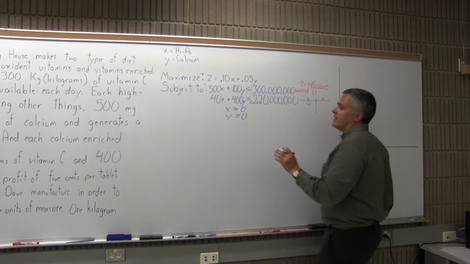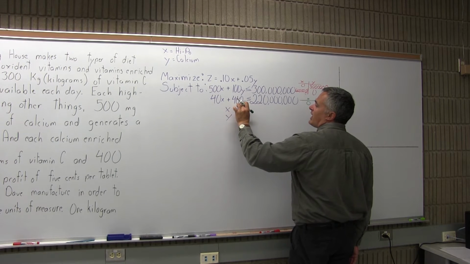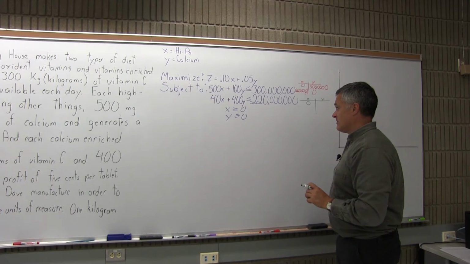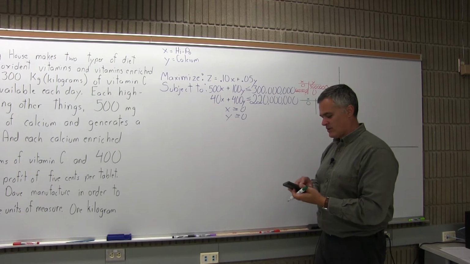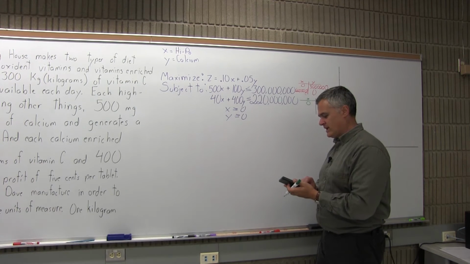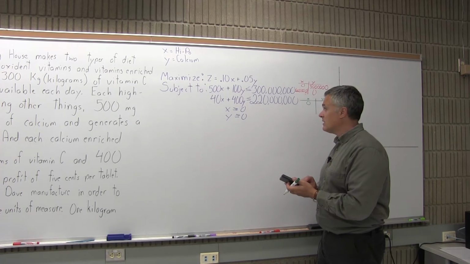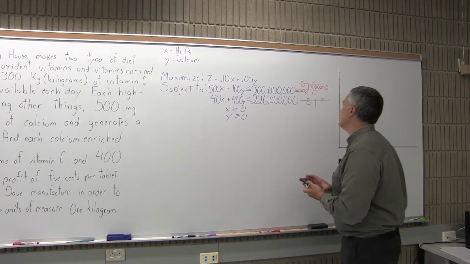So I'm going to start by putting in a 0 for the x, I have 400y equals 220 million. So I think that's 5.5 million, but that I definitely want to use on my calculator. So 220 and then 6 zeros. I'm going to divide that by 400. It's 550,000.